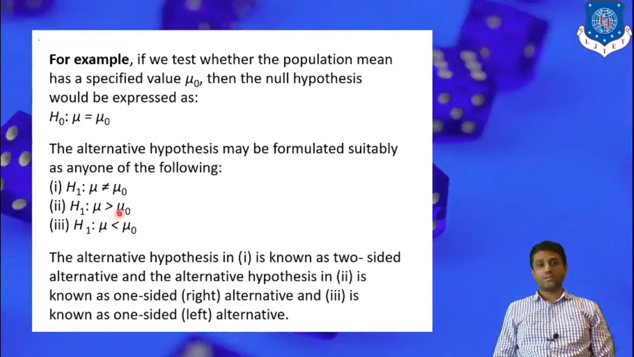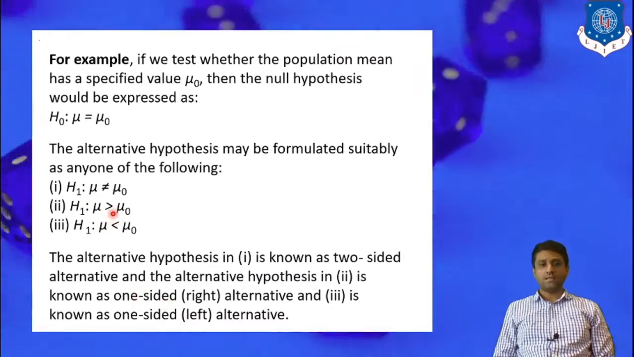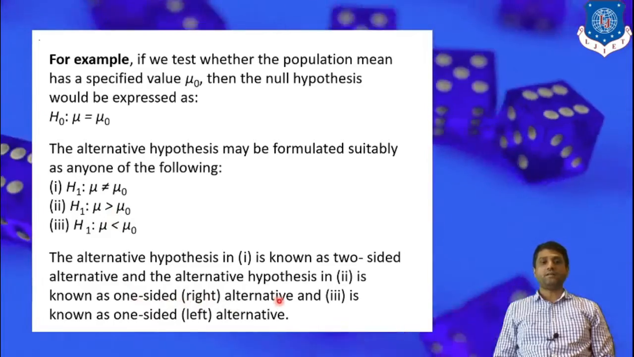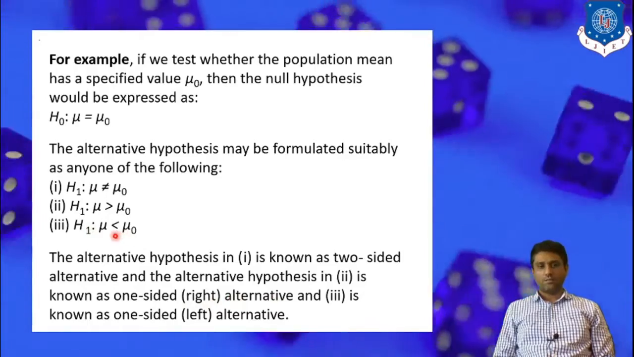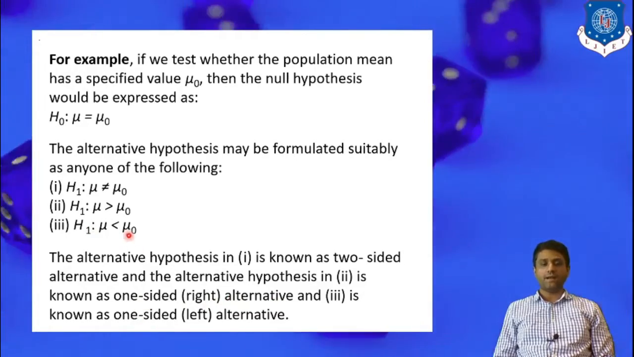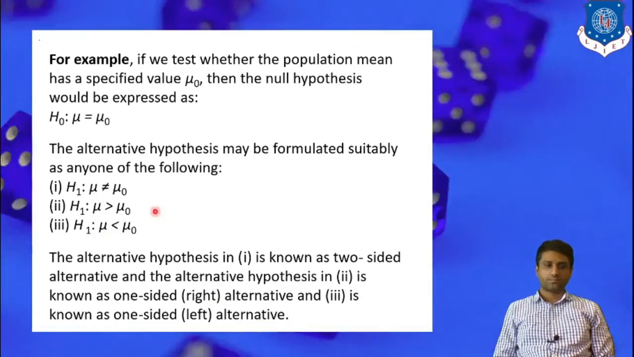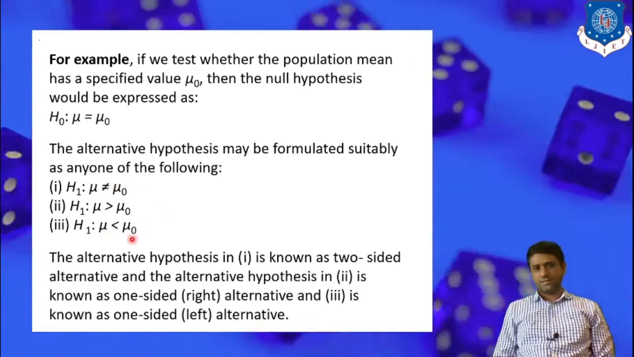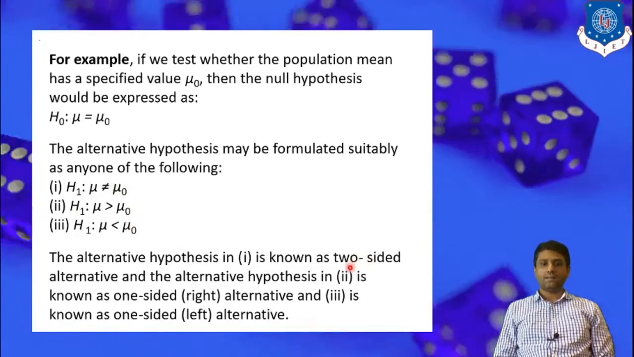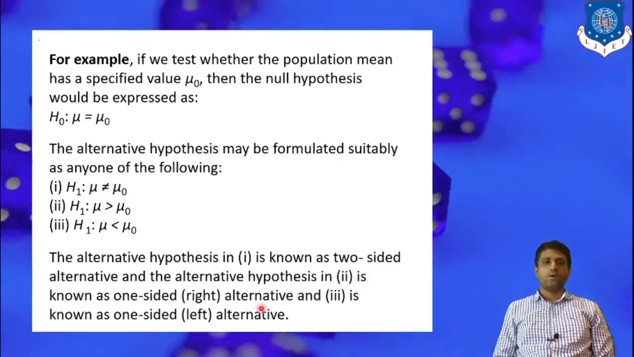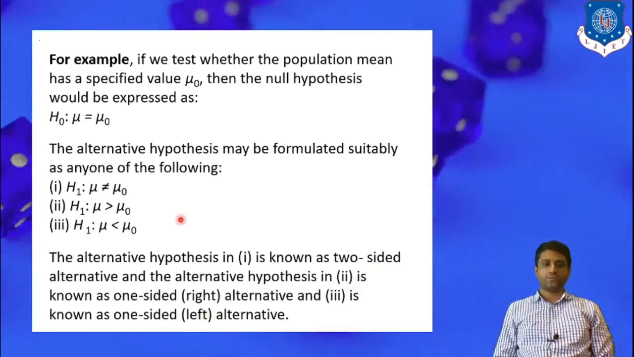Now this second one, mu is greater than mu 0. So it's known as one-sided, and more precisely a greater than, that is, a right alternative, right-sided test. Similarly, the third one, mu is less than mu 0, is again one-sided, and more precisely is known as a left-sided, left alternative test. So these three types of alternative hypotheses arise. It may be checked by a two-sided alternative test, a one-sided alternative test, and more precisely a right and left alternative test.